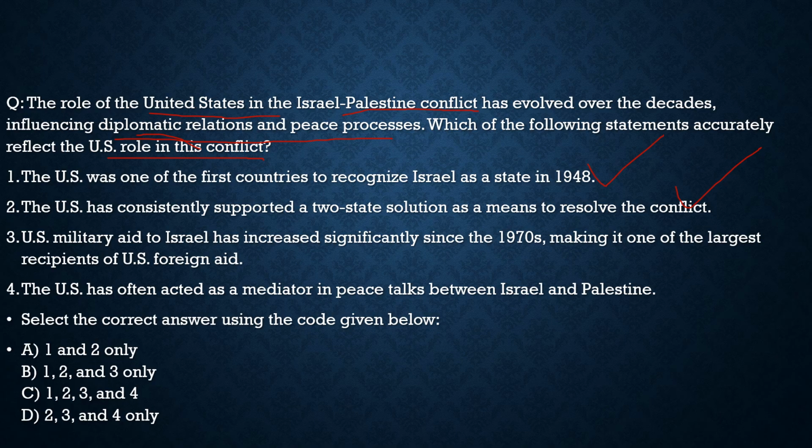Third, US military aid to Israel has increased significantly since the 1970s, making it one of the largest recipients of US foreign aid, 100% correct. Fourth, the US has often acted as a mediator in peace talks between Israel and Palestine, 100% correct. So with respect to this question, all four statements are correct, and from the code given below, the correct code would be option C. With this, let's move to another question and try to understand that.